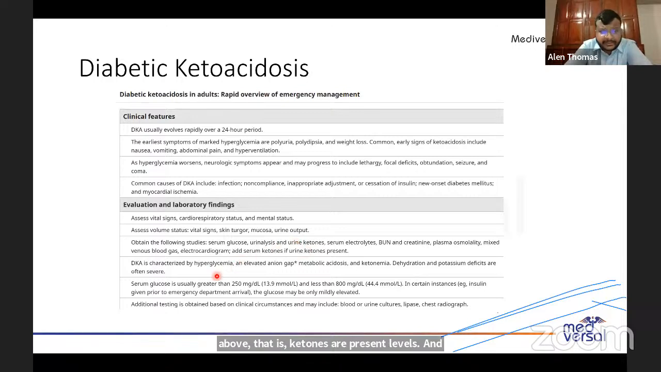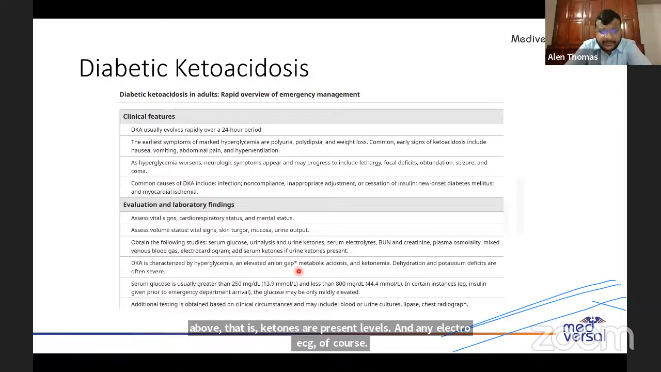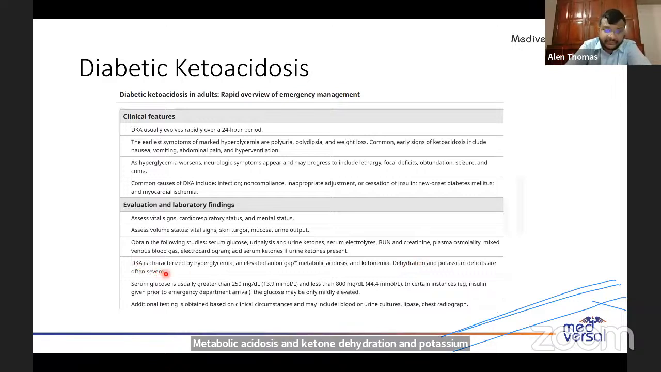DKA is characterized by hyperglycemia, elevated anion gap, metabolic acidosis, and ketonemia. Dehydration and potassium deficits are usually very severe. So you will have to look at a lot of things. You'll have to look at sugar values. You need to look at the electrolyte imbalances, ABG.